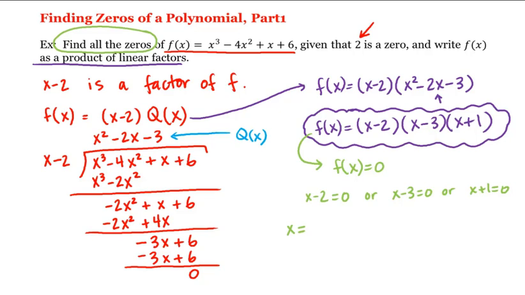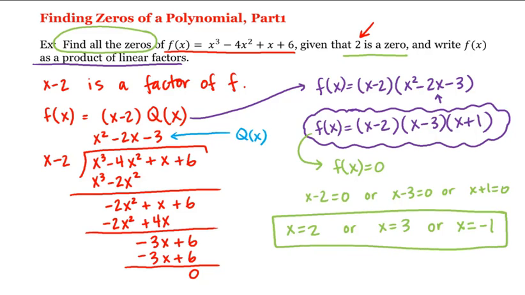Which means x is equal to 2, which we already knew, that was the given 0 up here, or x is equal to 3, or x is equal to negative 1, which are the zeros of f. And this is how we find the zeros of a polynomial given 1 zero.